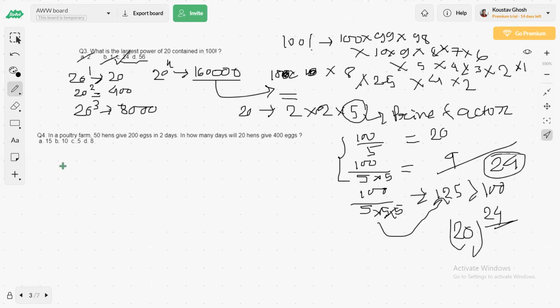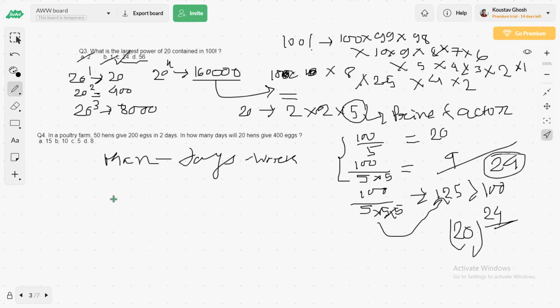Come to the fourth question. In a poultry farm, 50 hens give 200 eggs in 2 days. In how many days will 20 hens give 400 eggs? This is a manpower type question, that means a man-days and work type question.